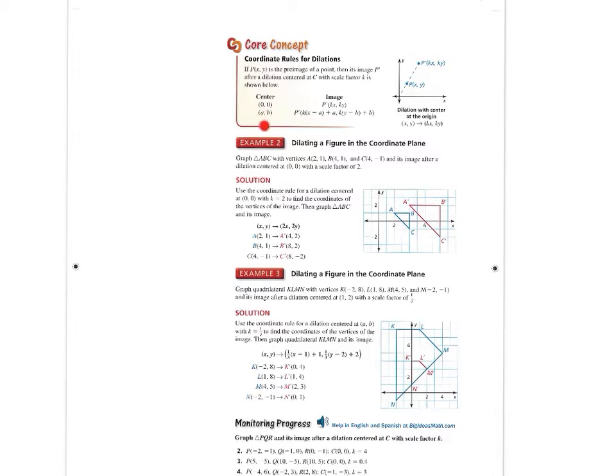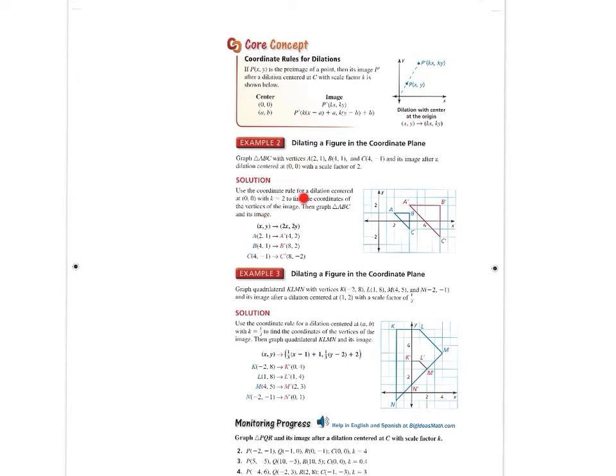And then if the center is not at (0, 0), and it's some other point in the coordinate plane, which we'll call in general (a, b), so any other point in the coordinate plane, then it follows this special formula. This particular example is an example mapping of dilation with center at the origin.